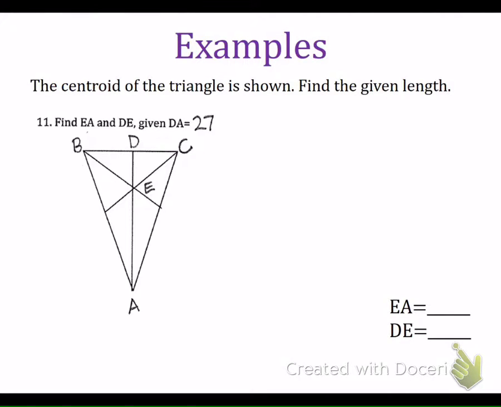All right, here's 11. So here they give us DA. What does DA represent? The whole thing. So what am I going to do to find EA? 2/3 times 27. What am I going to do to find DE? 1/3 times 27. 18 and what?